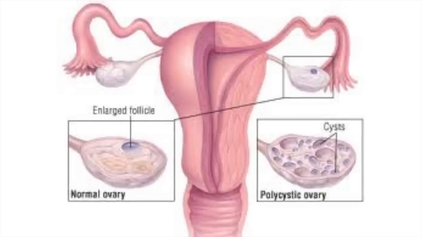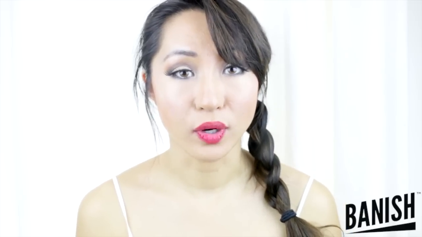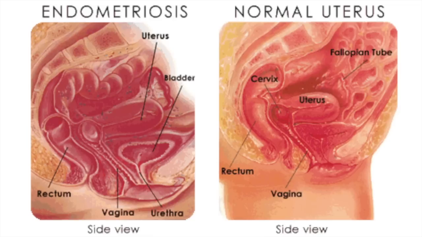In polycystic ovary syndrome, or PCOS, the follicles in which the eggs normally mature fail to form and cysts form. Endometriosis. In women with endometriosis, tissue from the lining of the uterus grows in other areas of the body. This includes the ovaries. It can be very painful and can affect fertility.